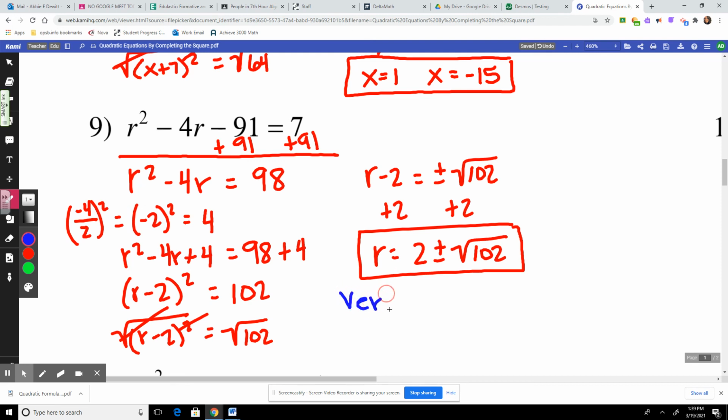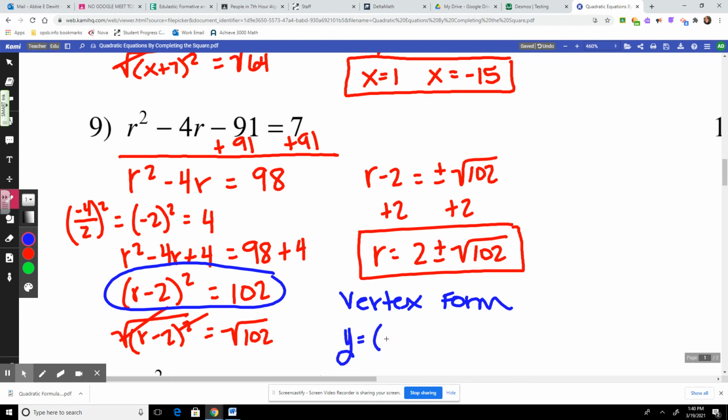The vertex form, going back to step 4, right here, my a is 1. So my vertex form is y equals a, which is 1, times the variable minus h squared plus k in this form by subtracting 102 to the left.